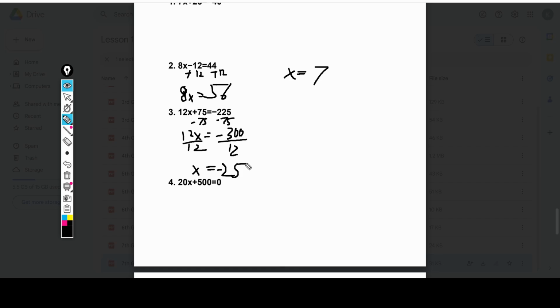Alright, and for our next problem, the last one on this page, we have 20x plus 500 equals 0. Subtract 500 from both sides. Get it away from the x because we want to isolate it. 20x equals negative 500. Then divide both sides by 20, and you get x equals 500 divided by 20, which is 25. So x equals negative 25. Don't forget the negative. I almost did it again.